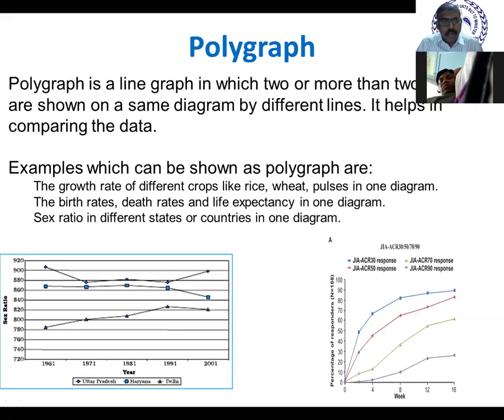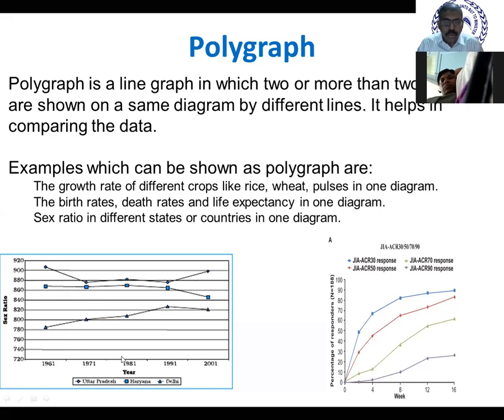So what is a polygraph? A polygraph means two or three simple single line graphs in the same graph. Here they have shown the range for sex ratio in every decade in UP, Haryana, and in Delhi.